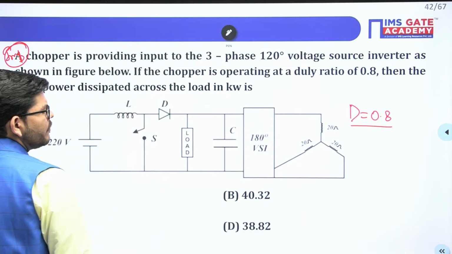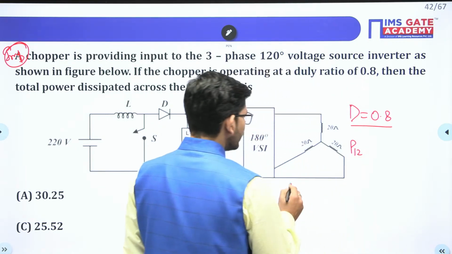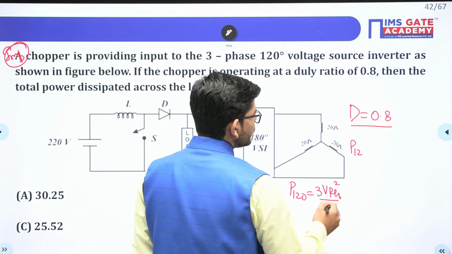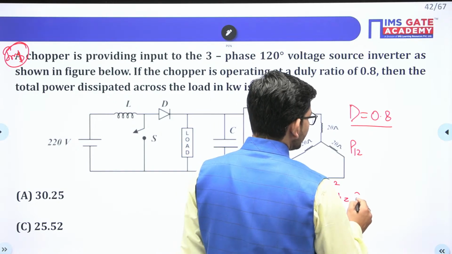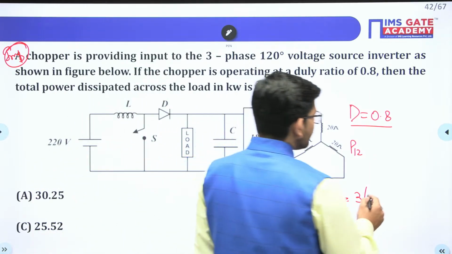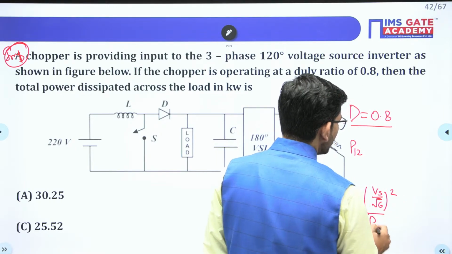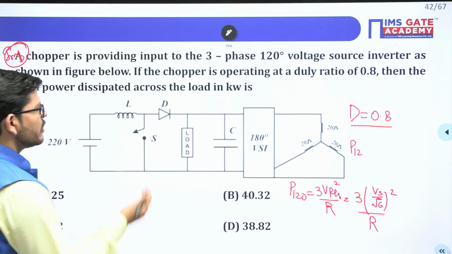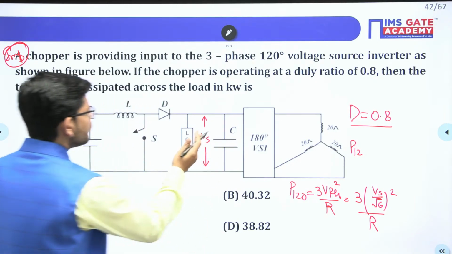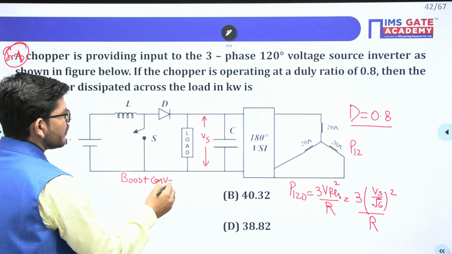So in case of a 120-degree inverter, what will be the power across this? This will be 3 V phase square by R, isn't it? Now what is the phase voltage of a 120-degree inverter? The phase voltage of a 120-degree inverter is Vs by root 6, and this is divided by R, isn't it? So guys, we don't know the value of Vs, because Vs will be here, and this Vs is coming out from this boost converter. This is the boost converter that we have.